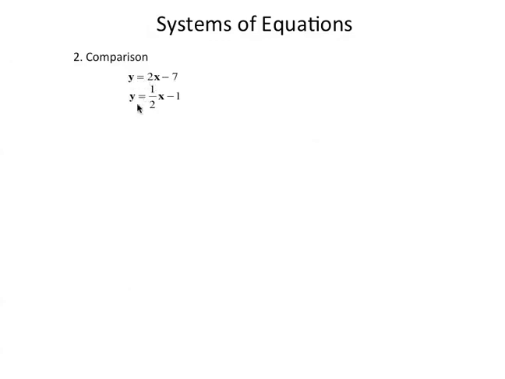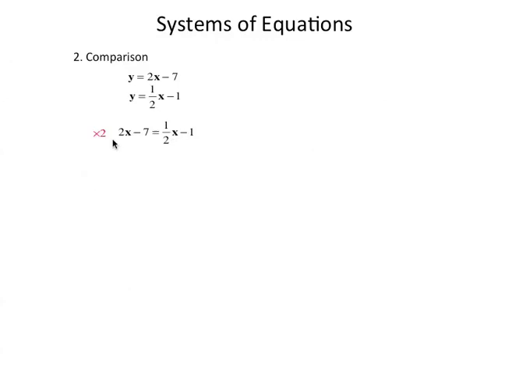And so we can say, okay, y is equal to 2x minus 7, and y is equal to 1/2 x minus 1, so 2x minus 7 must be equal to 1/2 x minus 1, when these two equations are equal. So 2x minus 7 equals 1/2 x minus 1, and then I just want to solve. I want to get rid of that 1/2, so I'm going to multiply everything by 2. That's one way of doing it.